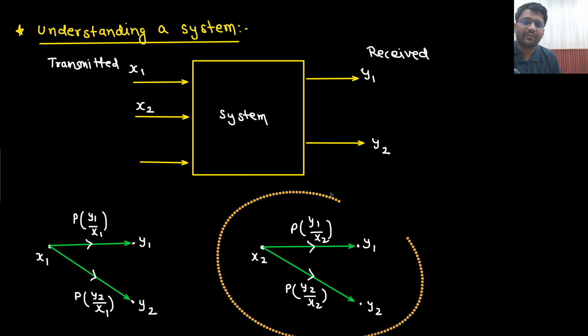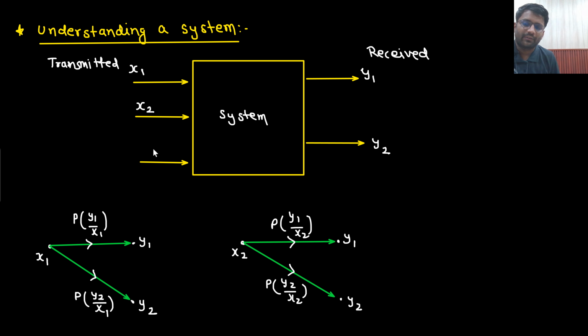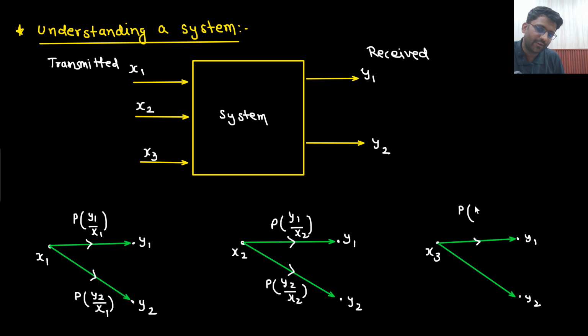And a similar thing can happen with x3 as well, that when you are transmitting x3, sir, either I can receive y1 or I can receive y2. So when you are transmitting x3, either you would receive y1 or you would receive y2. On the arrow, what will you write down? On the arrow I am writing down the probability of receiving y1 given that x3 was transmitted, and the probability of receiving y2 given that x3 was transmitted.